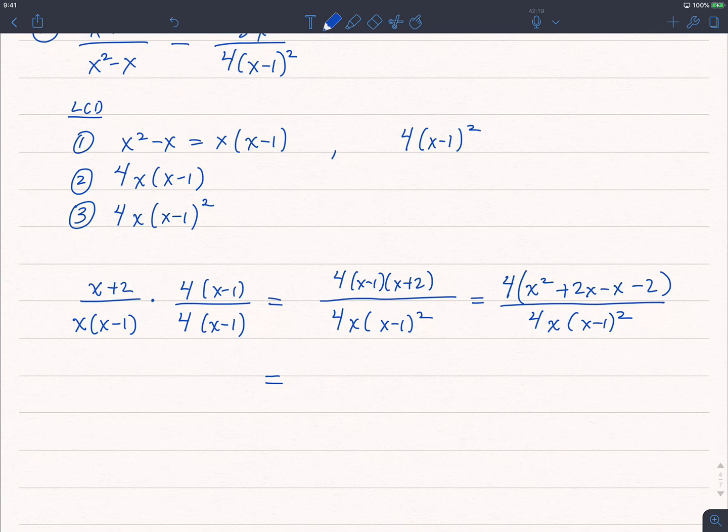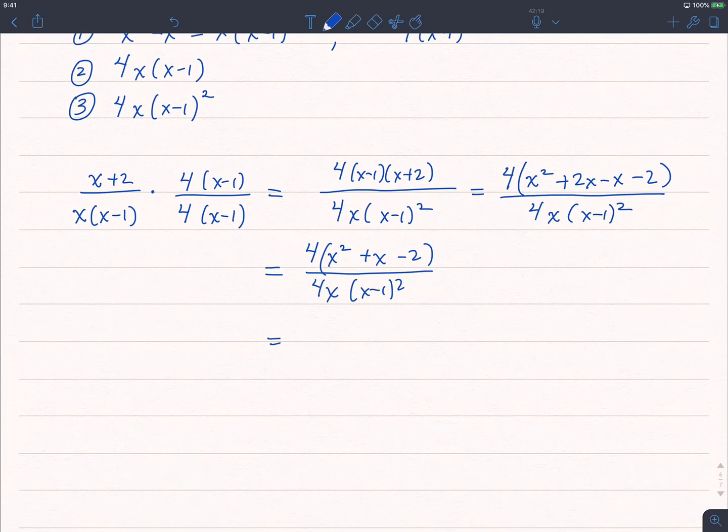We put them there for a reason. So the numerator is now 4 times x squared. So 2x minus x is 1x minus 2. And here we still have 4x, x minus 1 squared. And we're going to go ahead and distribute the 4, completely simplify the numerator again because we're going to add it to the other numerator. So let's completely simplify it here. We can leave the denominator as is.